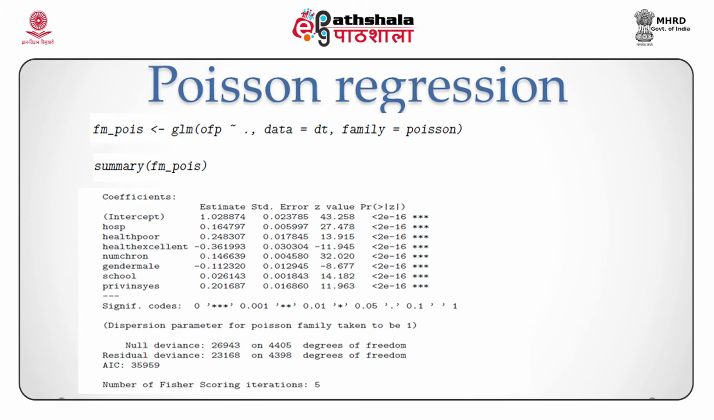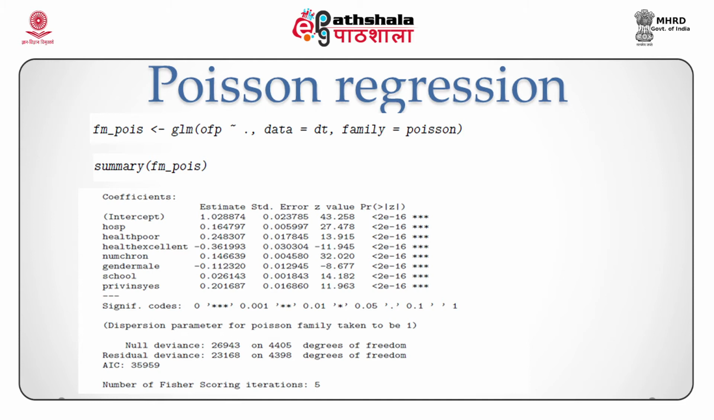We can run the summary command on the FMPOIS object, and along with the standard output, which is the estimate, standard error, z values, p values, and so on, we see that there is a significant line of code which says that the dispersion parameter for the Poisson family is taken to be 1. Now, it is possible to partially adjust for the phenomenon of over-dispersion by using robust variance estimators.